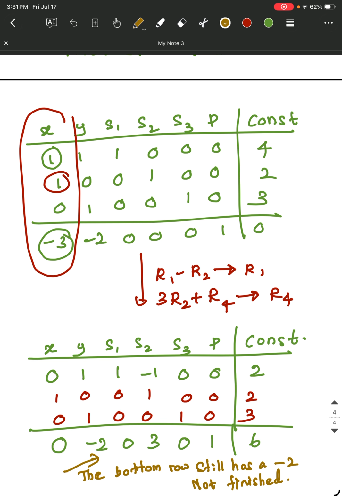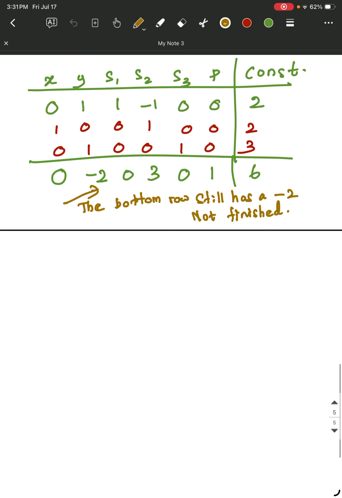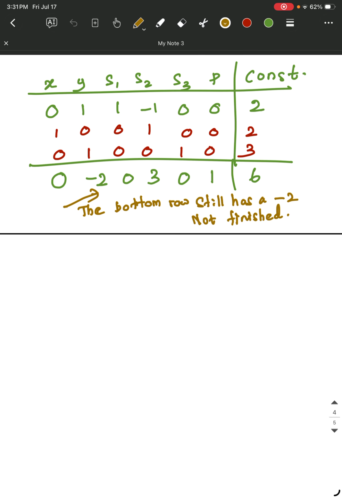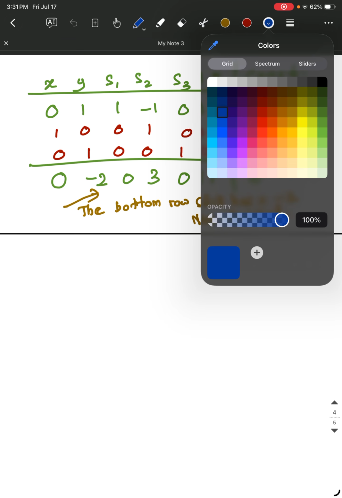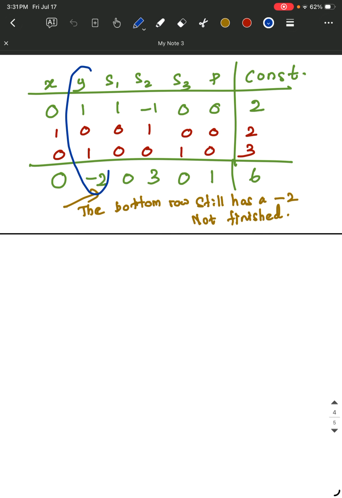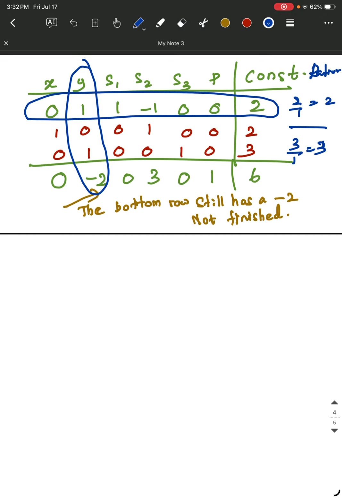Therefore, we wanted to follow all the steps again. Now, the pivot column, let's use another color then. The pivot column, this, then take the ratios 2/1, 2, 3/1, because this is 0, we don't need to consider the second row. 3/1, 3. Then the new pivot row is row 1 and the new pivot entry 1 again.